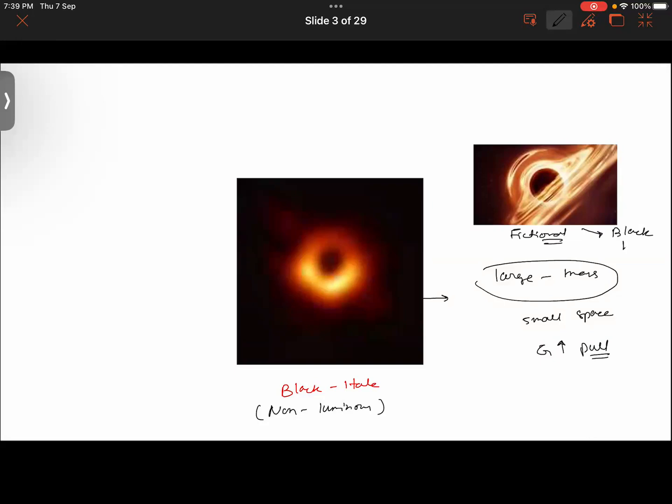Yes, sir. This is how a black hole looks, but we don't have a very high-pixel image of a black hole. Recently, an image of a black hole was captured, and it looked like this.